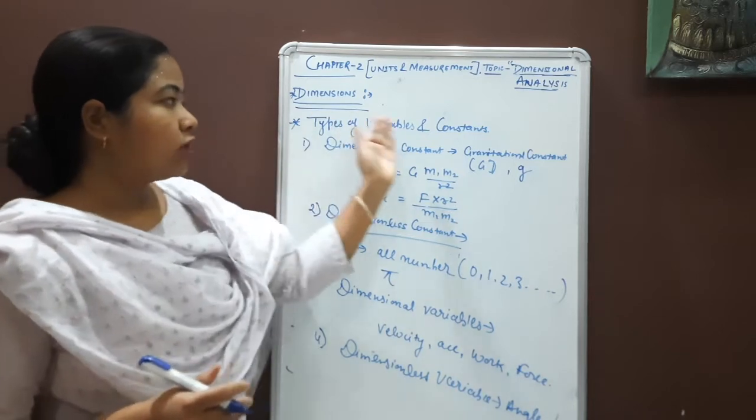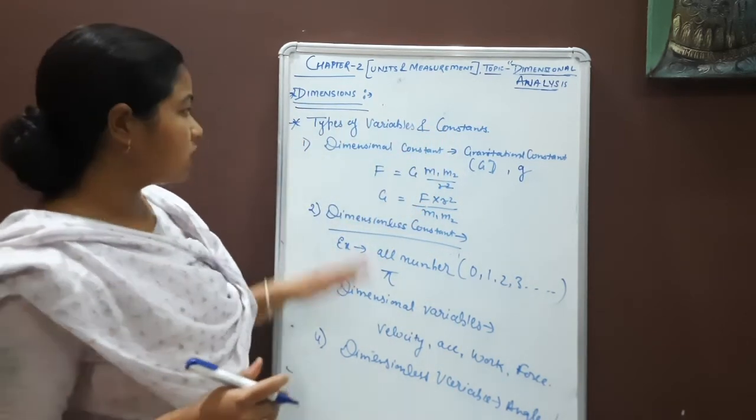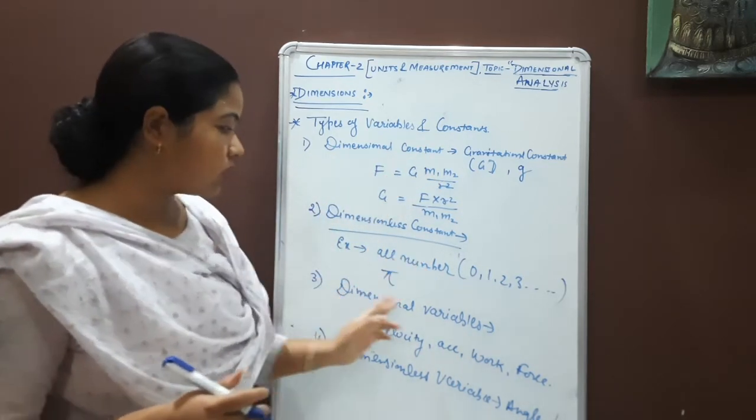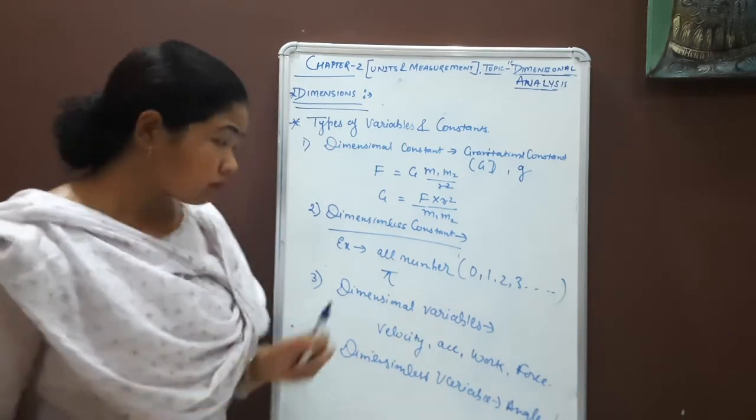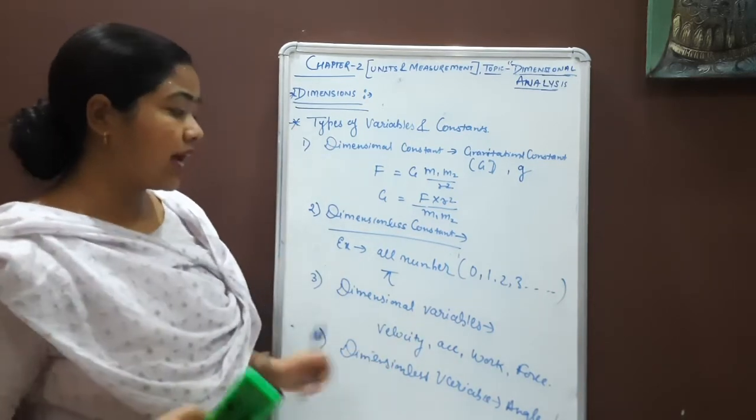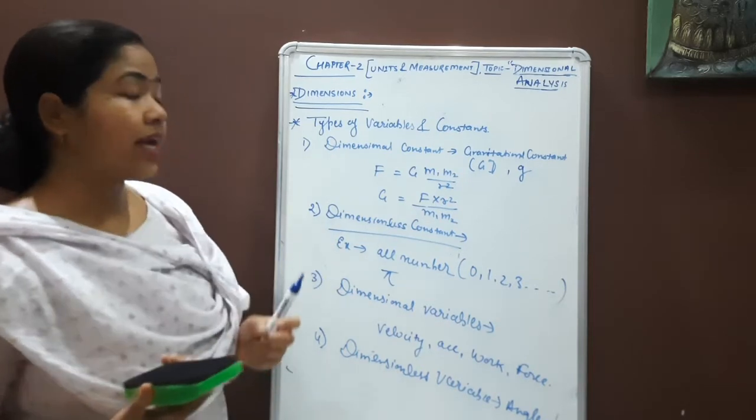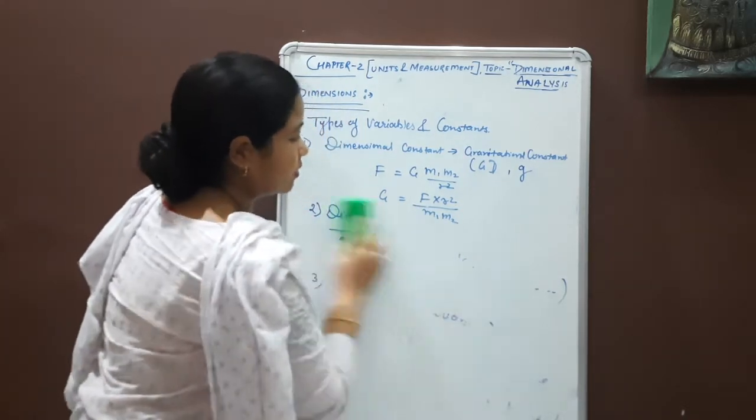So, for the types of variables and constants, we have four types: dimensional constant, dimensionless constant, dimensional variables and dimensionless variables. Done? So this is all about the types of physical quantities, or the variables and constants, in terms of dimensional analysis.